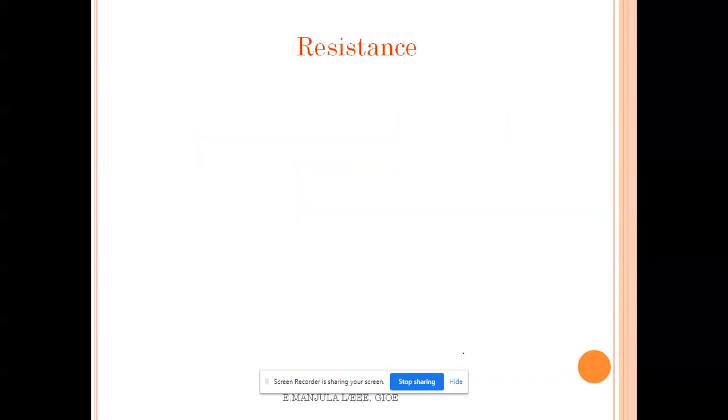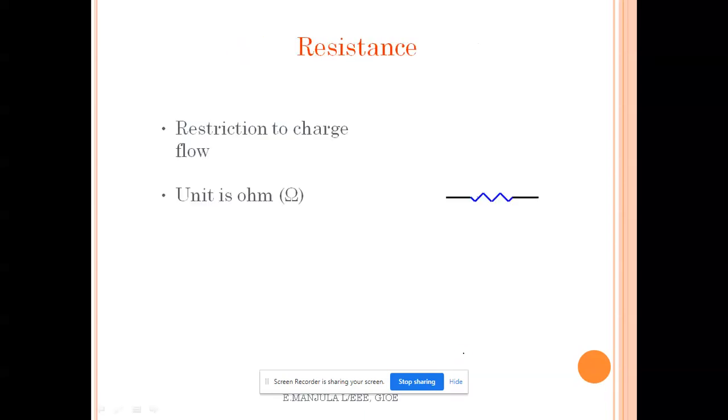Now we will see the resistance, an element which is used in almost all circuits. This is the symbol of the resistance, and it is a restriction to charge flow. So what will a resistance do? It will oppose the flow of electrons. So if the resistance value is high, the current value will be less. So it is restricting the flow of charge. It is given by the letter R, and the unit is ohm.